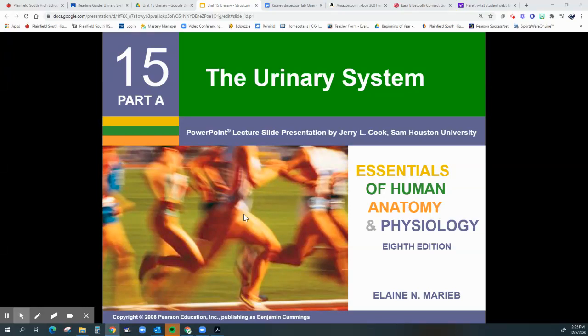All right, guys. So for this lecture, we're going to take a little bit of a look at the first part of the urinary system. So we're going to primarily look at both the kidney as well as its major kind of filtration system, which we refer to as the nephron.